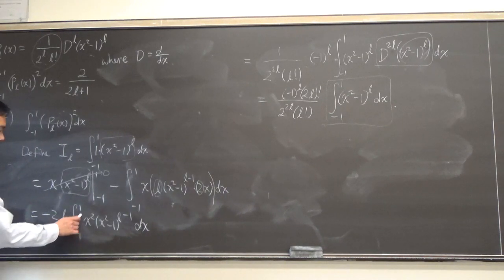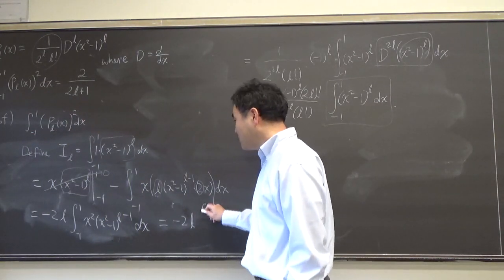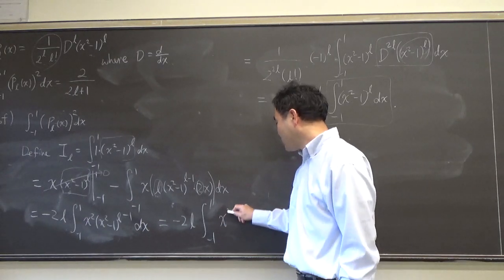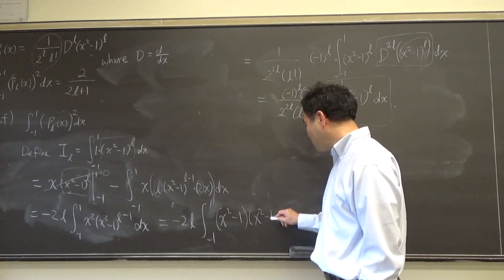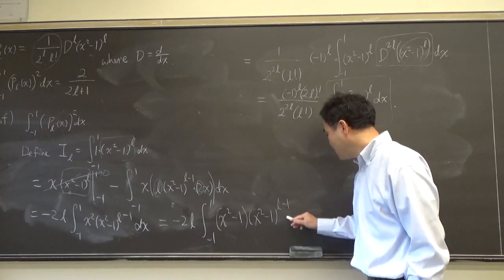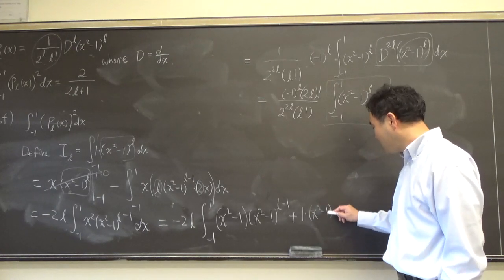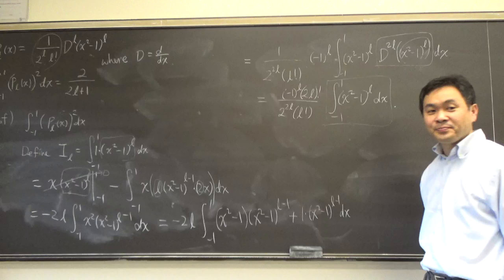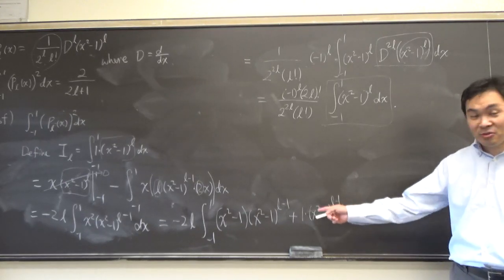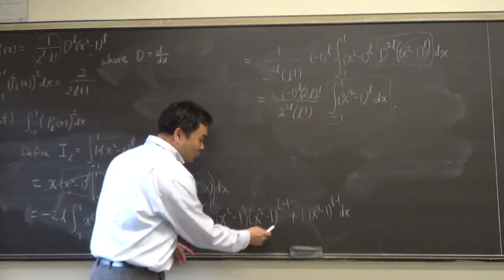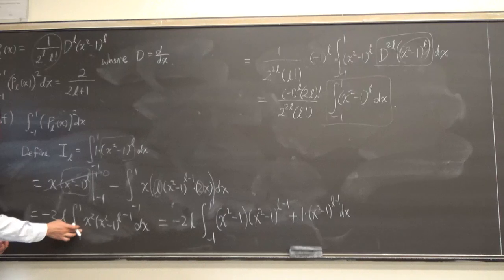And then say, well, x squared is x squared minus 1 plus 1, so I can rewrite this as negative 2L, integral from negative 1 to 1 of x squared minus 1 times x squared minus 1 to the L minus 1, plus 1 times x squared minus 1 to the L minus 1 dx. Okay? So do you agree with this? This is just algebra, right? If you factor out the x squared minus 1 to the L minus 1, you get x squared minus 1 plus 1, which is the same as this x squared, so it's the same thing, right?